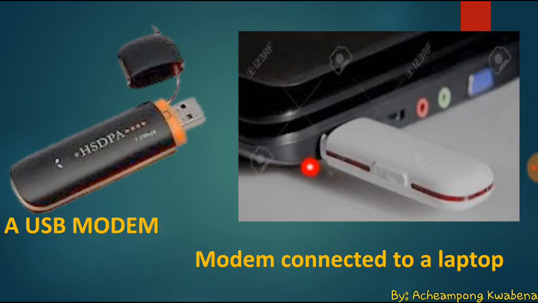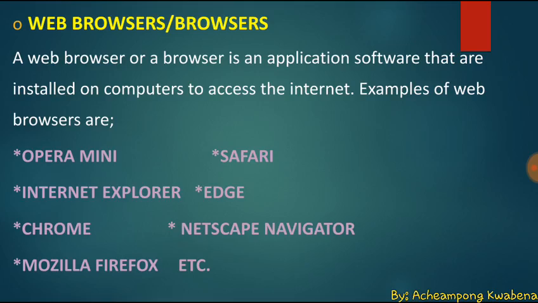Now at our right, we can see a laptop, and we have a modem connected or attached to the laptop. So that's how to connect a modem to either a desktop computer or a laptop computer. Now let's go to the next technology that is needed to connect to the internet. We have web browsers or browsers.